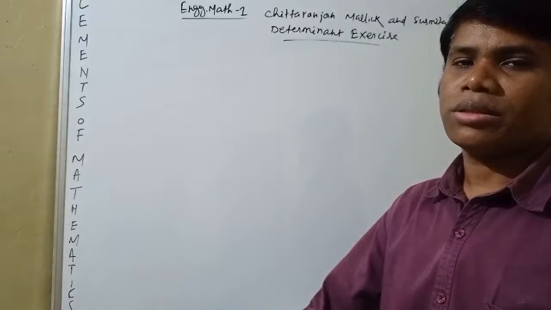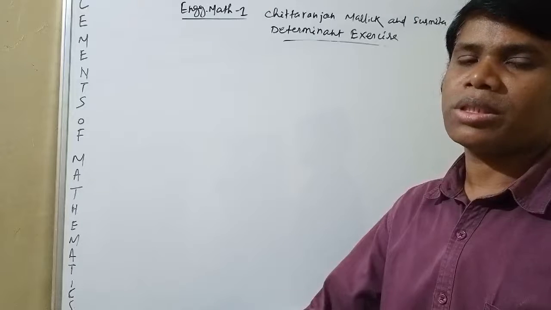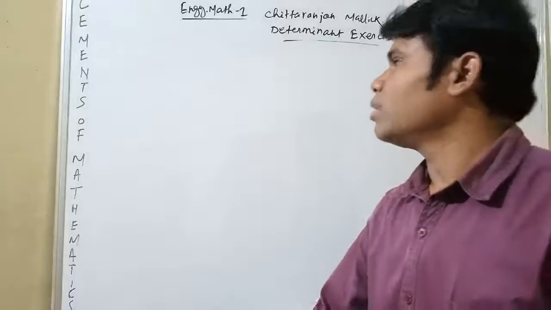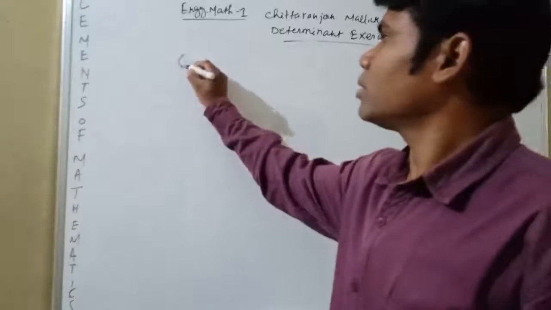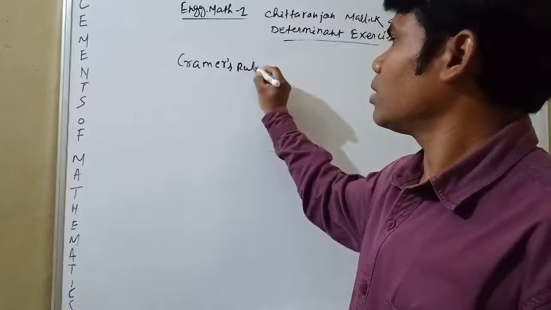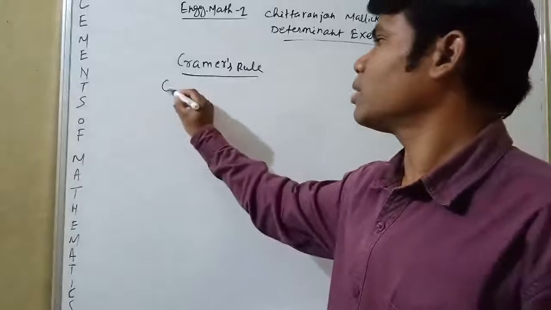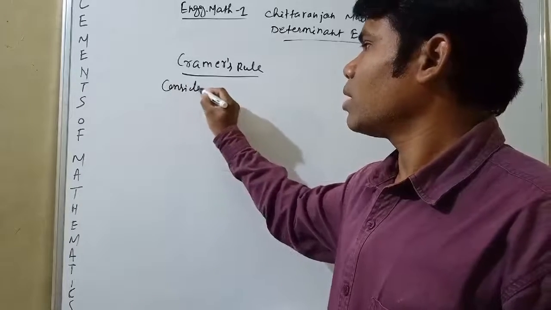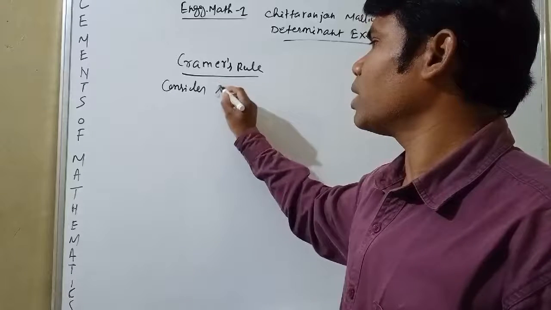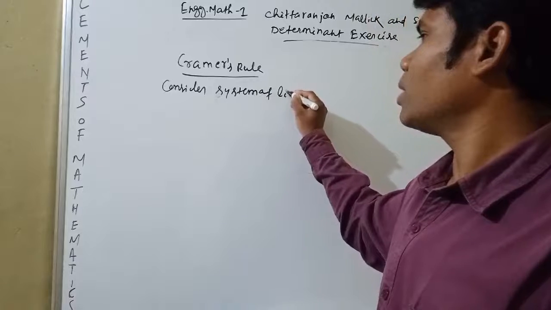This is the rule which can easily solve a system of linear equations. Cramer's rule. Consider a system of linear equations.